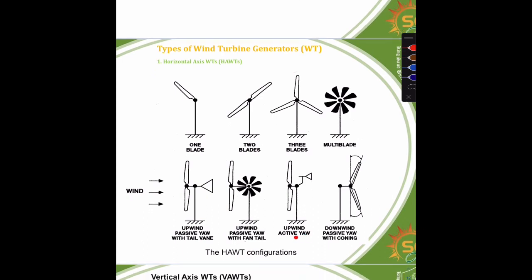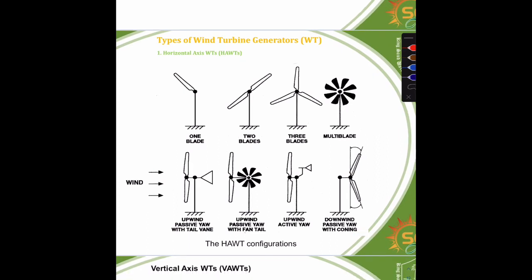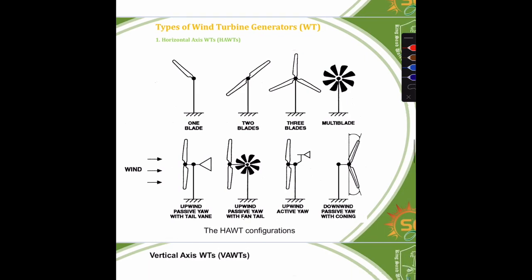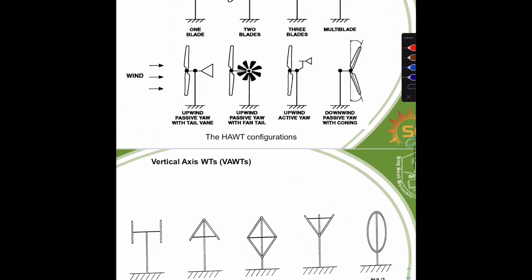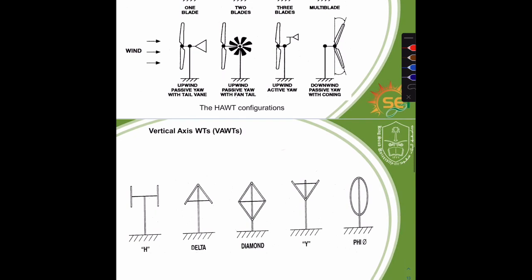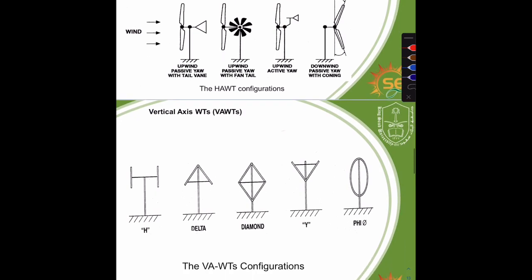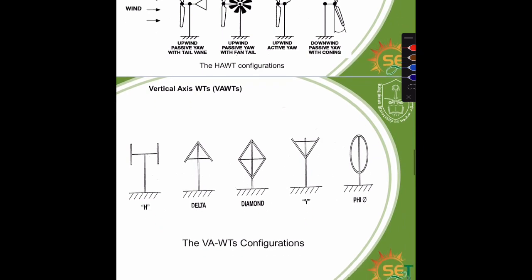Here we have upwind active yaw. Active yaw means that we have a yaw with a controller that sends a signal to the yaw to turn if we have to. Here we have downwind passive yaw with coning. Vertical axis wind turbine, we have H and delta, diamond, Y and phi.